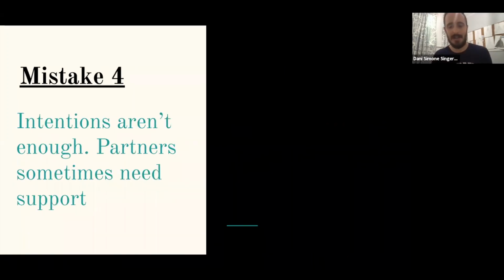And our final mistake to go over is that intentions aren't enough. Partners sometimes need support. I'll give you an example. So when we were doing our research, our idea was the agency I worked for, the people we know, that wasn't going to be enough. We needed to connect with the connectors of other organizations. So we pulled together this community connections convening where about 25 to 30 partners who all work with children and family in Hartford got together.